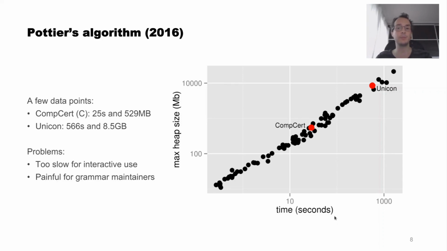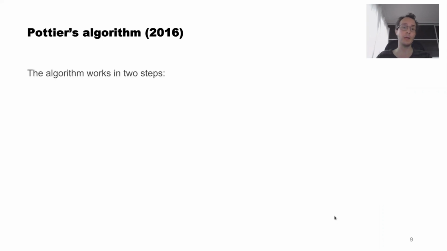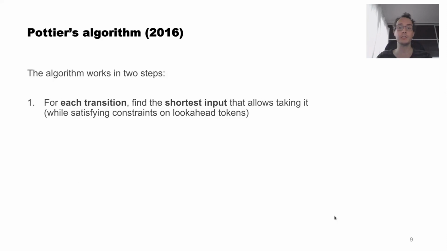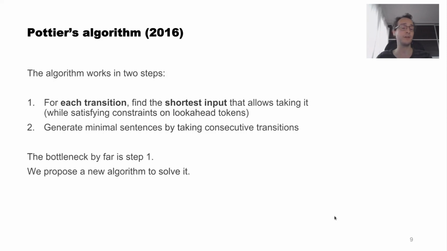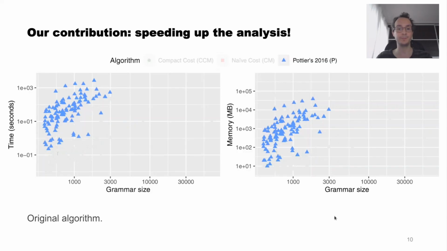This restricts the possible applications to batch use cases, and it can be a burden for grammar maintainers working on error messages. We observe that the algorithm works in two main steps. First, for each transition it will try to compute the shortest input. Second, it produces minimal sentences by repeatedly taking transitions. The bottleneck is by far the first step, so that's what we focused on.